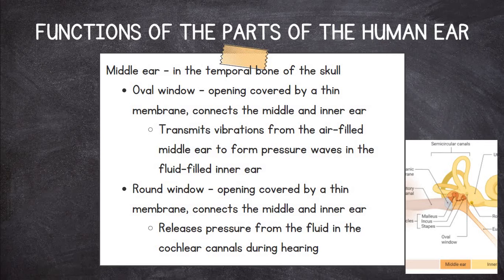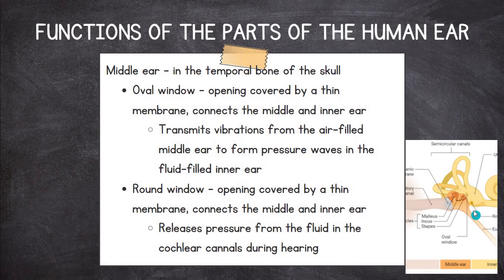Okay, so the oval window is very important because it transmits vibrations from the air-filled middle ear to form pressure waves in the fluid-filled inner ear. So that means that this middle ear is filled with air and the inner ear is filled with fluid. So it transmits those vibrations, and obviously if there is fluid, waves can be formed in the fluid. So that is what the oval window does. It transmits the vibrations from the air-filled area into waves in the fluid-filled area in the inner ear.